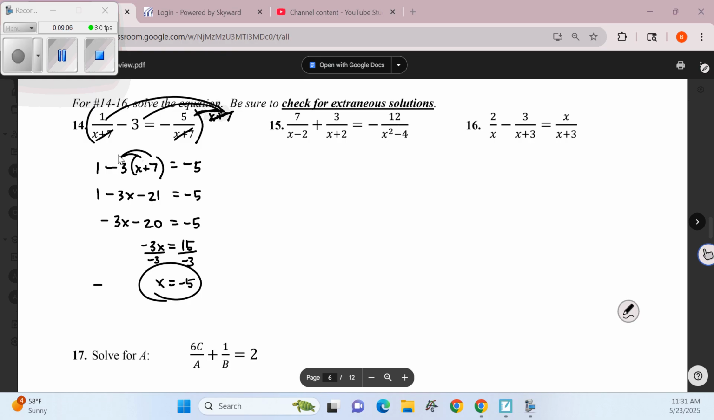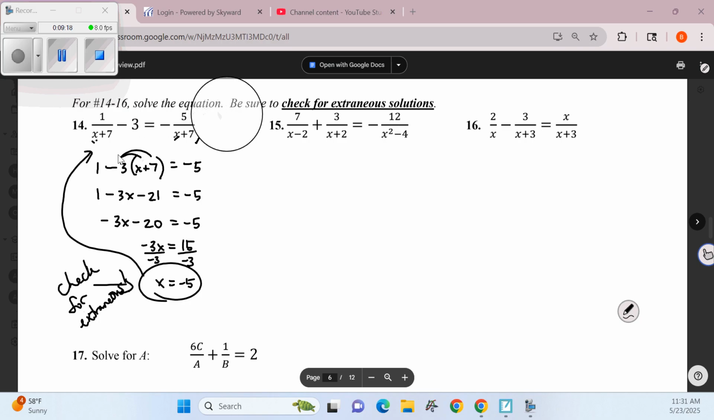Making sure that we check for extraneous. I'm just going to write this down. Check for extraneous solutions, because that could happen here. Right? We can't have denominators equal to 0. So if you look back at your original problem, notice we wouldn't be able to plug in a negative 7 for x, because that would give us a 0 here. So that would be bad, but we don't have a negative 7, we got a negative 5. So I think this one would check out.